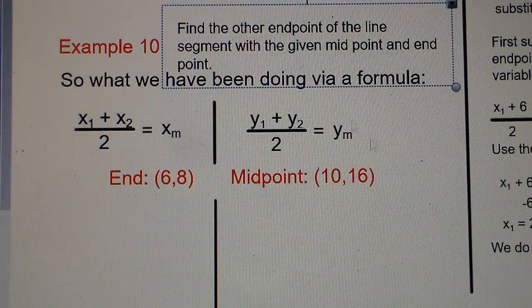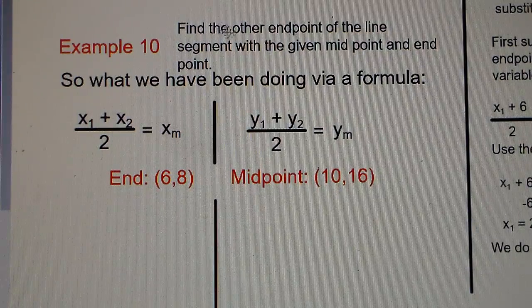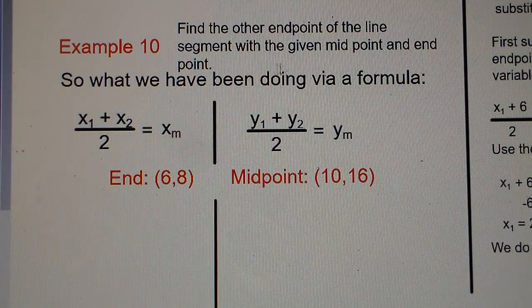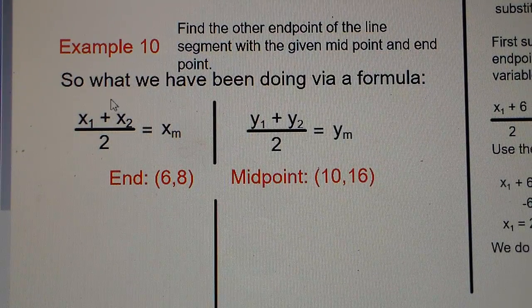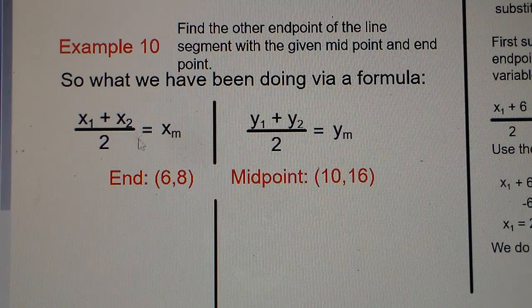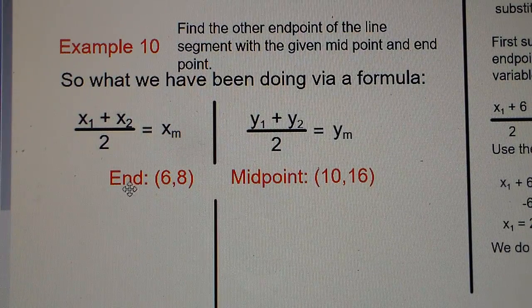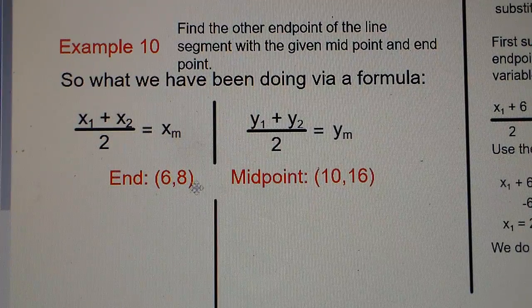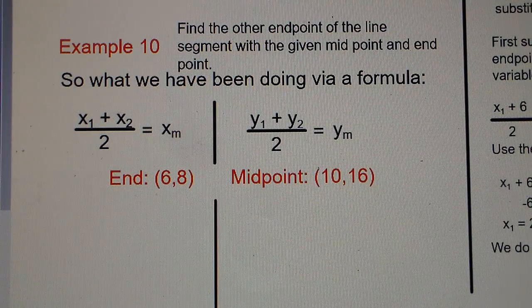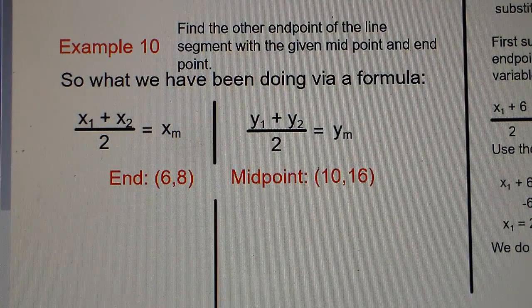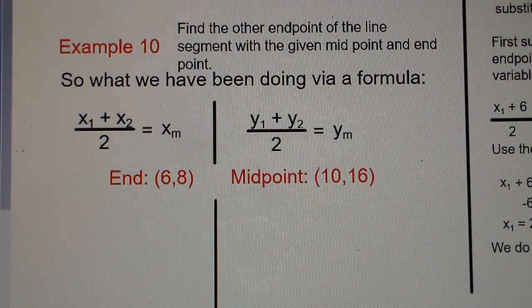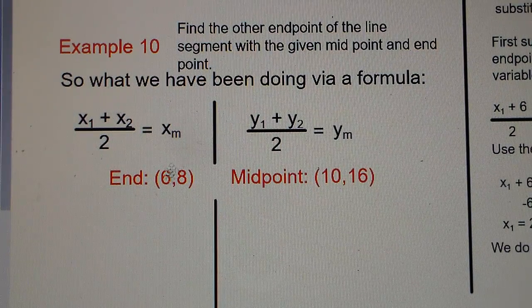So here's the directions. Find the other endpoint of the line segment with the given midpoint and endpoint. What we've been doing so far, this is our formulas. Here's one endpoint and here's the midpoint. We're just going to first substitute the x values of the given endpoint and midpoint in the appropriate variables of the formula.